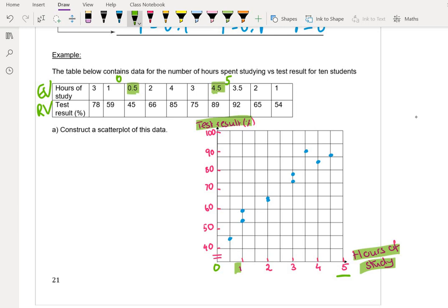After you decide it needs to go from 0 to 5, you obviously divide the rest evenly and put it on your scale. For the test results as well, 92 is your highest, so you probably go up to like 100. And look for your lowest, and I think it's 45. So you want to start at around 40. And because you're starting at 40, we're not starting at 0, so you need to show that there's a little break there as well.